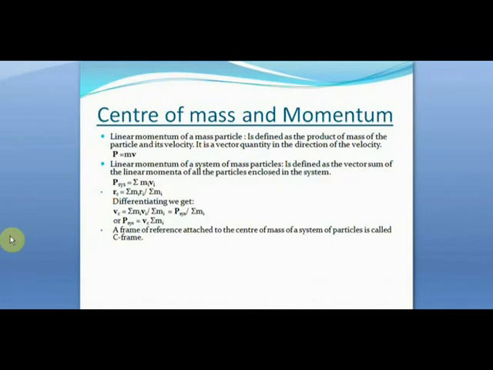Now we will see how the center of mass is related with linear momentum. Linear momentum of a mass particle is defined as the product of the mass of the particle and its velocity. It is a vector quantity and the direction of momentum is the same as the direction of velocity. So we write P is equal to mv. Now linear momentum of a system of mass particles is defined as the vector sum of the linear momenta of all the particles enclosed in the system. So suppose we have a system of particles here. Suppose we have particles m1, m2 and m3.